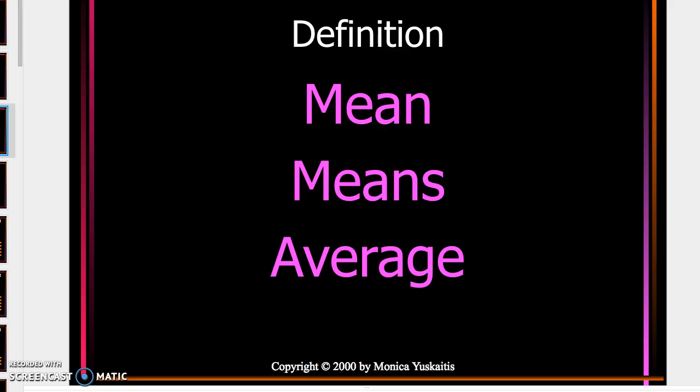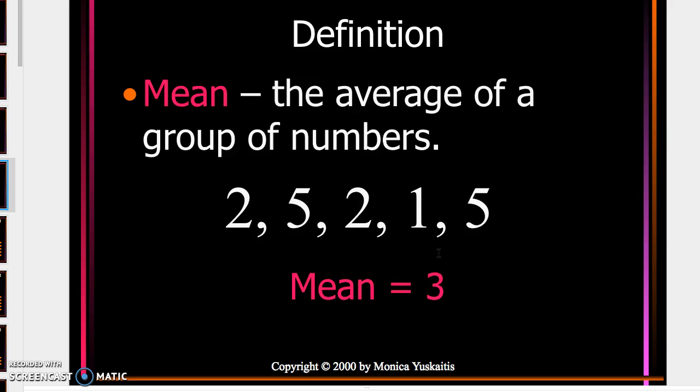Okay, so the mean can also be called means or the average, and what it is is the average of a group of numbers. So for instance, if I have these numbers, a 2, a 5, a 2, a 1, and a 5, what I would do is find the mean of them or the average, and I'll show you how to do that with a picture and then how to do it with math.